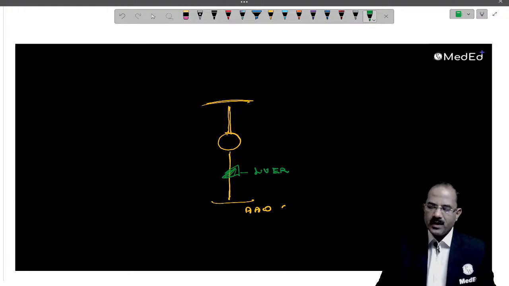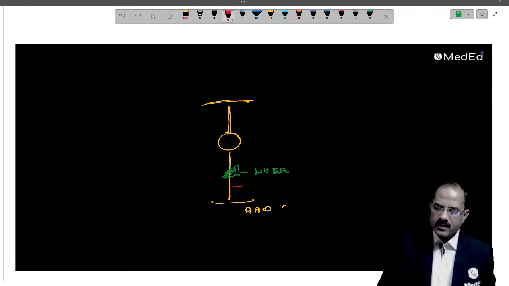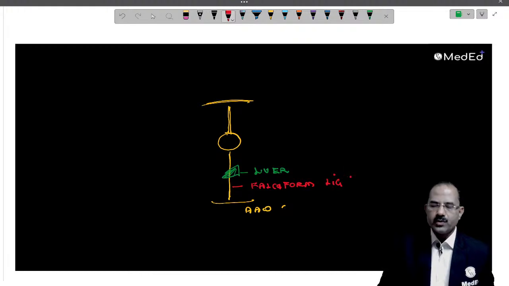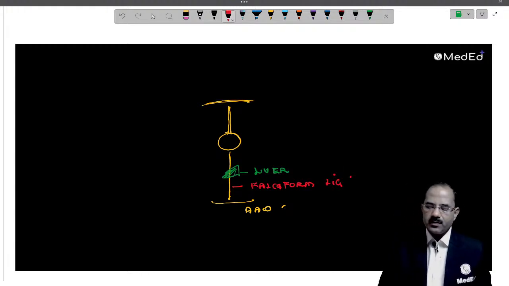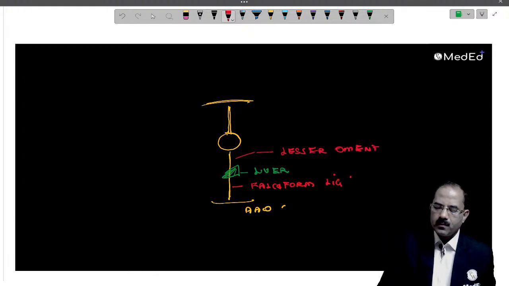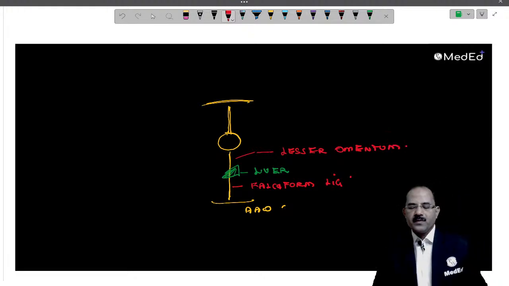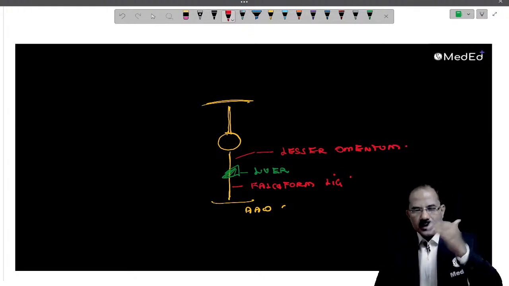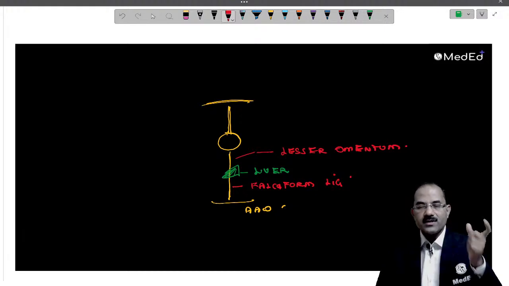And the moment the liver grows in the ventral mesogastrium, it is going to divide the ventral mesogastrium into two parts. From the anterior abdominal wall to the liver, this is what we call the falciform ligament. And from the liver to the stomach, this is what we call the lesser omentum. So from the anterior abdominal wall to the liver, this becomes the falciform ligament, and from the liver to the stomach, this becomes the lesser omentum.